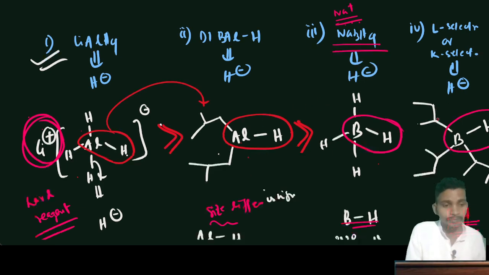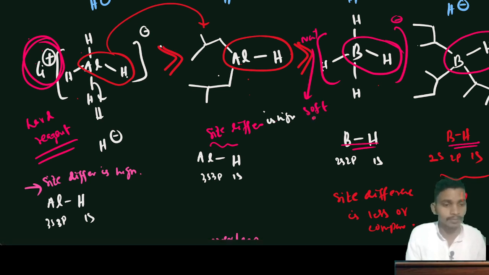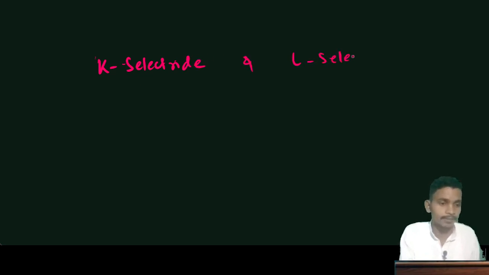So here Na plus will be there, this is the minus, and here Na plus is there, and this becomes a soft reagent. And whenever you go to K-selectride and L-selectride, okay, it is better to discuss K-selectride and L-selectride here. So K-selectride means simply K plus is there with the boron atom, and here the hydrogens.